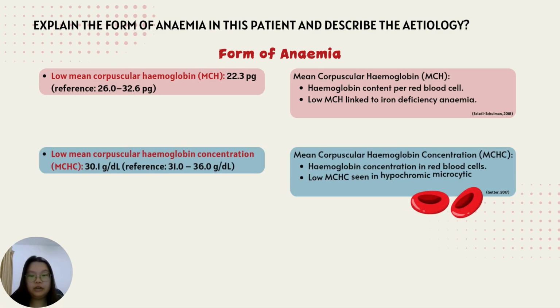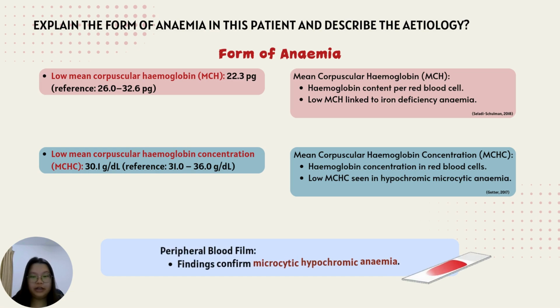Lastly, the mean corpuscular hemoglobin concentration, or MCHC, is slightly below normal at 30.1 grams per deciliter. This indicates hypochromic red blood cells, which are pale and less effective at oxygen transport. These combined findings, along with the peripheral blood film, confirm the diagnosis of microcytic hypochromic anemia.